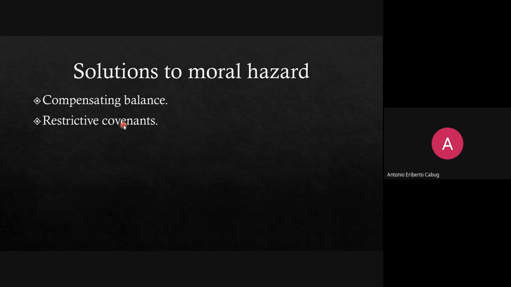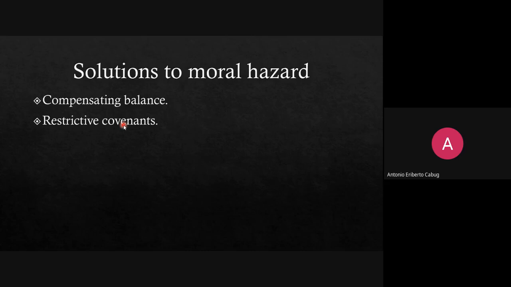Kung may mga tao na humihingi ng utang, more likely we would say no, okay? Unless it's a very special case. When people borrow from us, we generally say no because of adverse selection and moral hazard. Especially if we do not know the person.